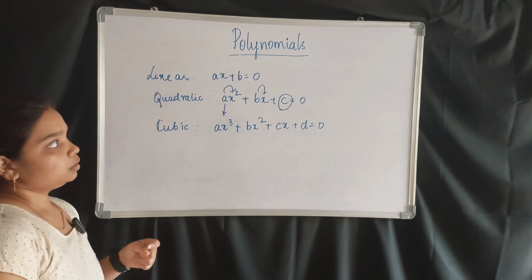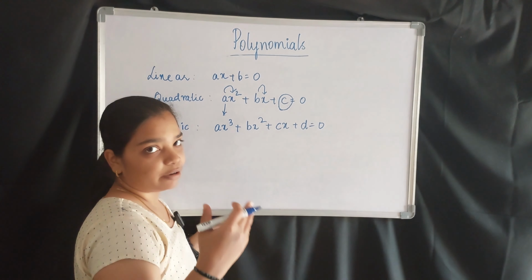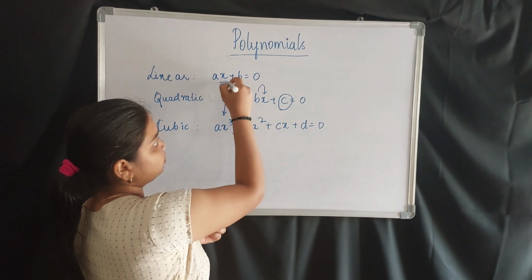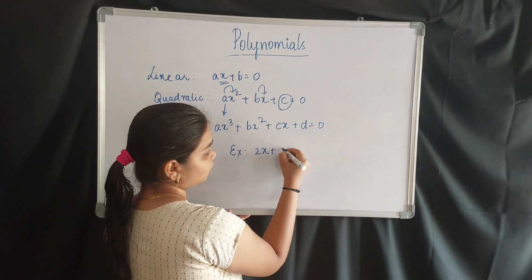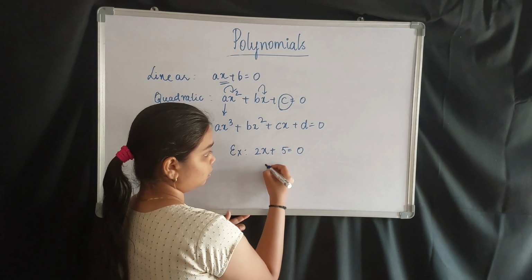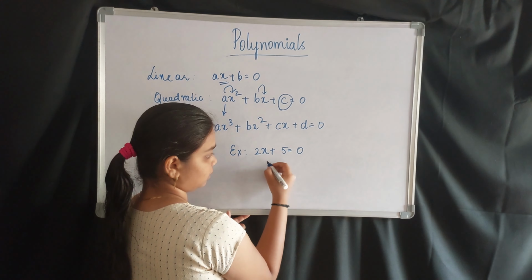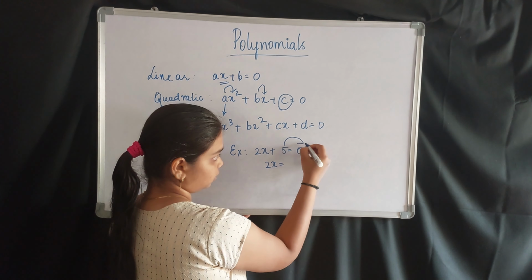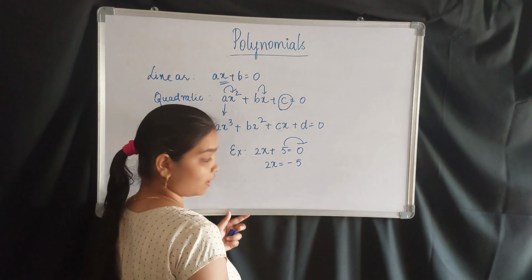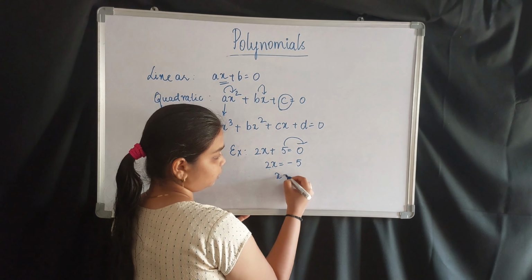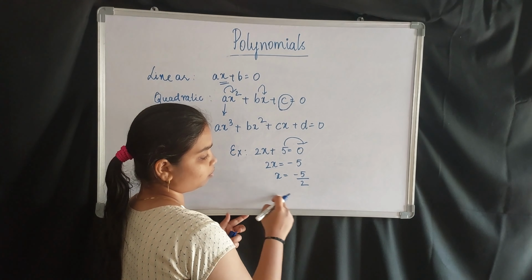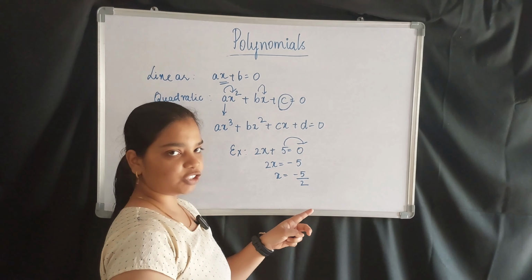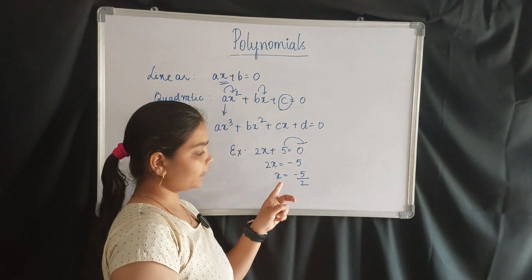Okay. Now, if I draw a graph for the solutions of x, suppose I take an example of a linear polynomial 2x plus 5 is equal to 0. Now to find the value of x, what I will do is take the constant term to the other side, it will become minus 5, and I'll take 2 to the other side, it will become division because it is multiplication here. Moving on to other side, it will become division, and hence our solution would be x is equal to minus 5 by 2.